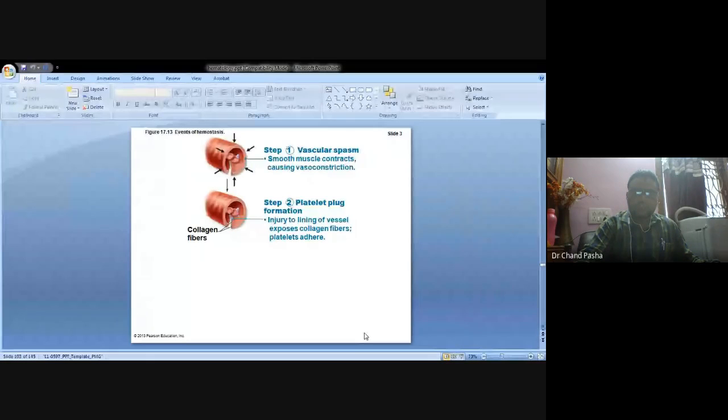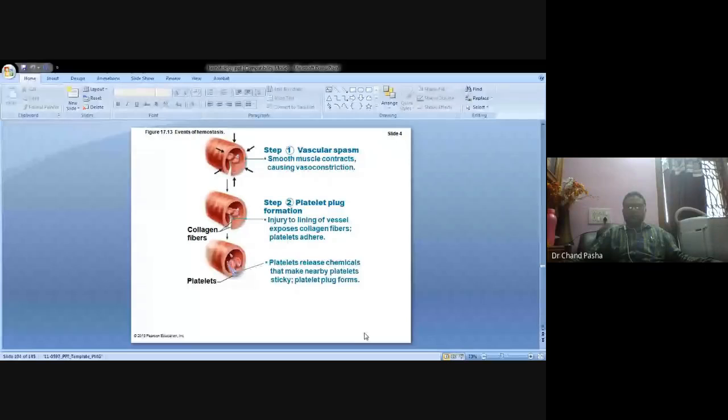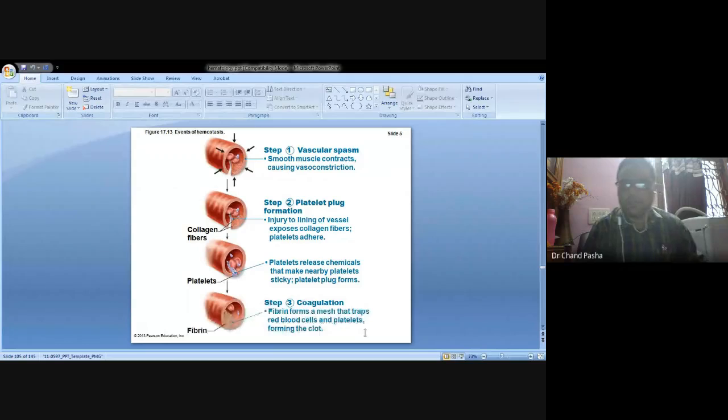In the third step, what happens here? Further, once these platelets bind to one another, they will release further signals, and these signals, actually factors, cofactors, are procoagulants. They will help in blood coagulation. They will gather more fibrin over there, and this will lead to the blood clotting process.